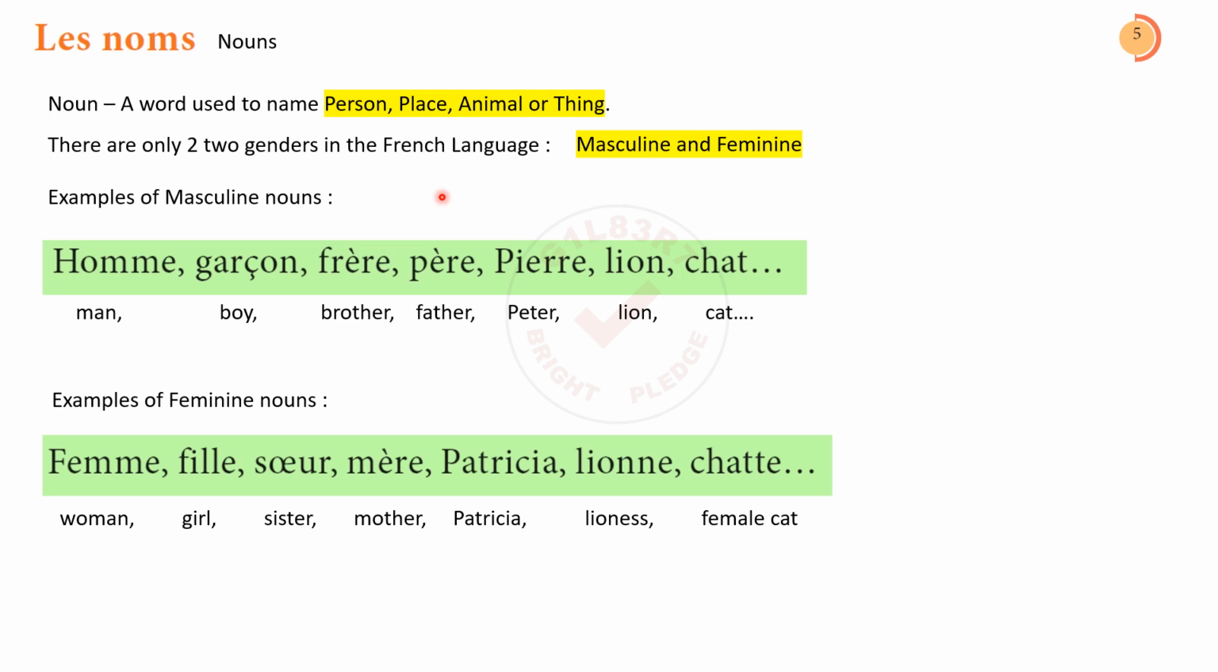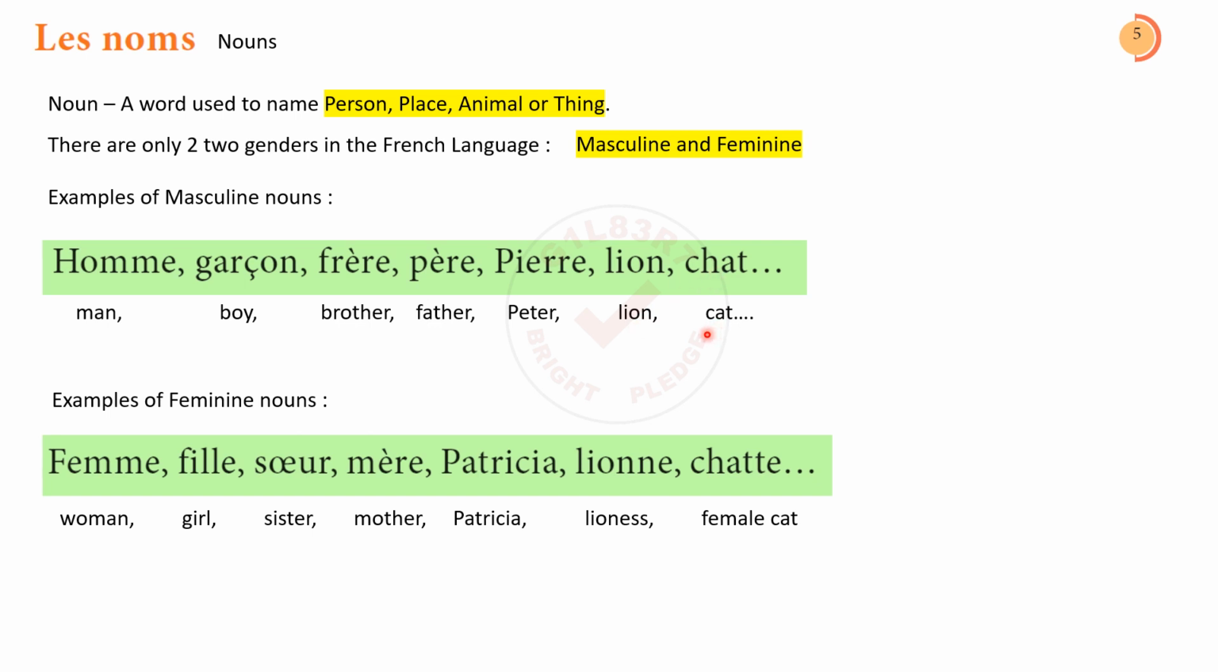As you come across new words, you should make a note whether it's going to be masculine or feminine. So here in your book, they have given a few examples of masculine nouns. Memorize them. You have homme, meaning man, garçon, boy, frère, brother, père, father, Pierre. It's the name of a person, and a few proper nouns can be translated into English. So here Pierre, I am translating it as Peter. Then you have lion, lion, and chat, cat.